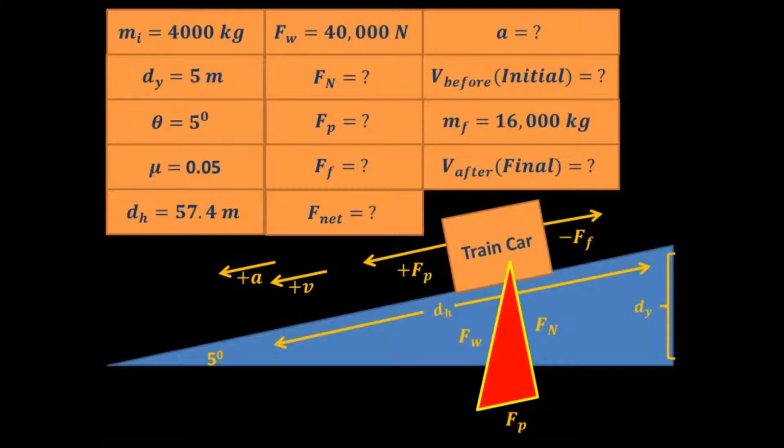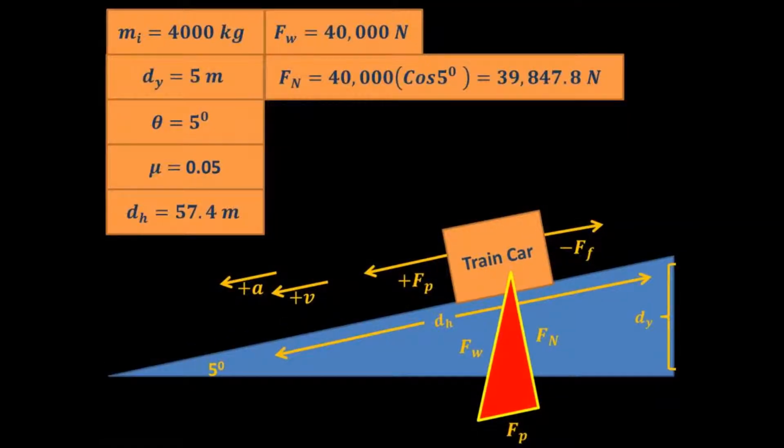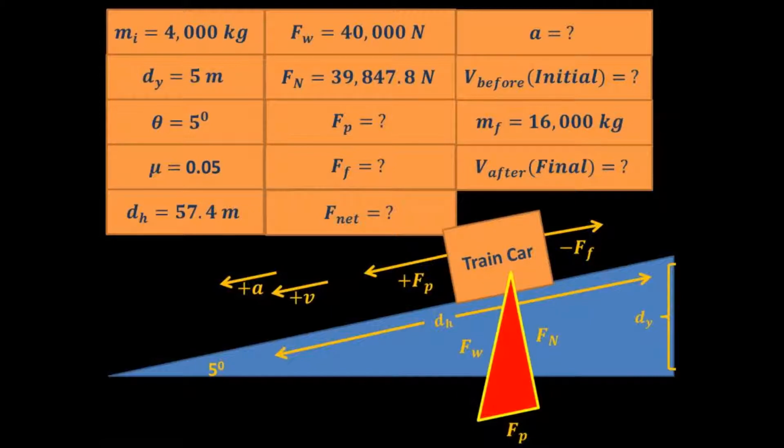The next value to calculate will be the weight of the car. The weight of the train car should be easy to calculate. Fw is mg. It would be 4,000 times 10 meters per second squared. The next value to calculate would be Fn, or that part of the weight that is perpendicular to the ramp, and that would be 40,000 newtons times cosine 5 degrees, or 39,847.8 newtons. We see Fn is written in.